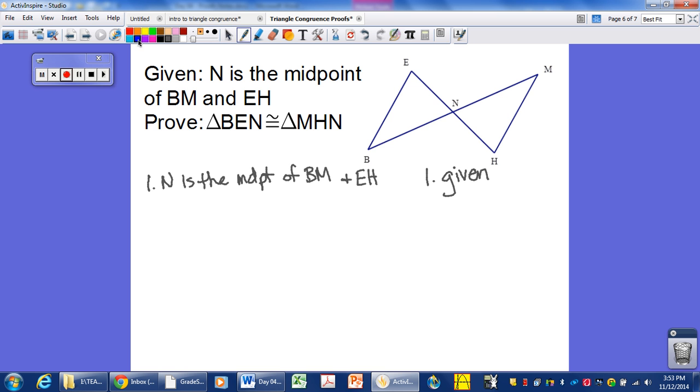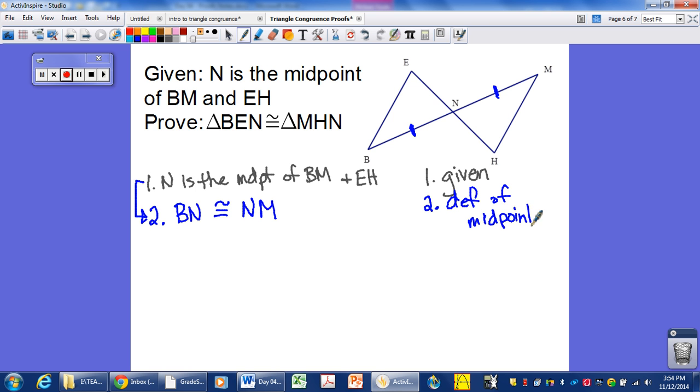Because we're not given anything else, and we want to show these triangles are congruent, from your given information, what do we know? N is the midpoint of BM. So here's BM. That means this is the same as that. Segment BN is congruent to segment NM. Anytime you're given a midpoint, you're using the definition of a midpoint. It's what midpoints do. Midpoints make congruent segments.